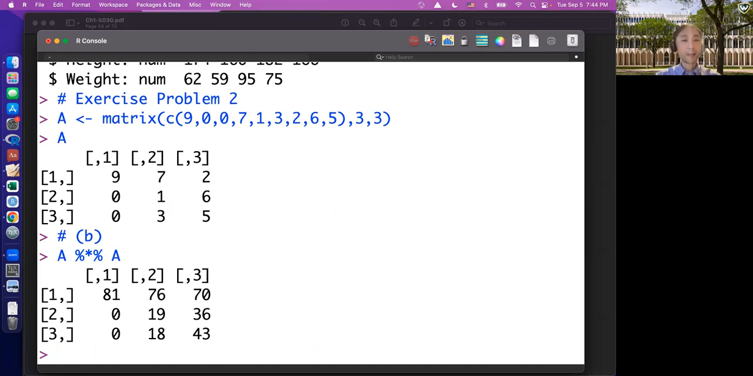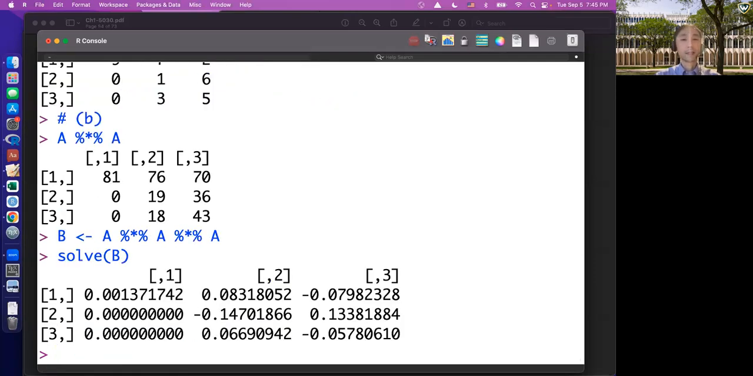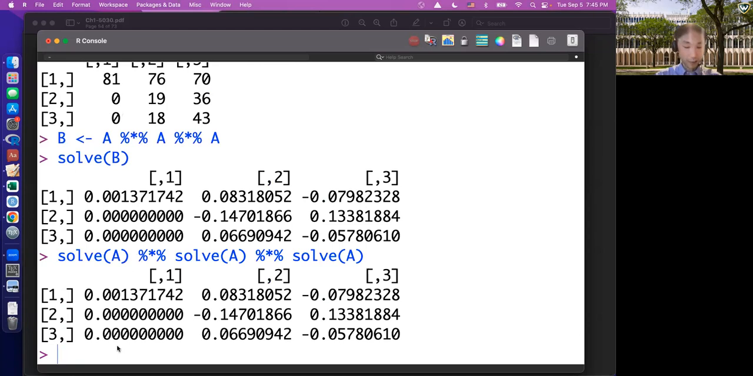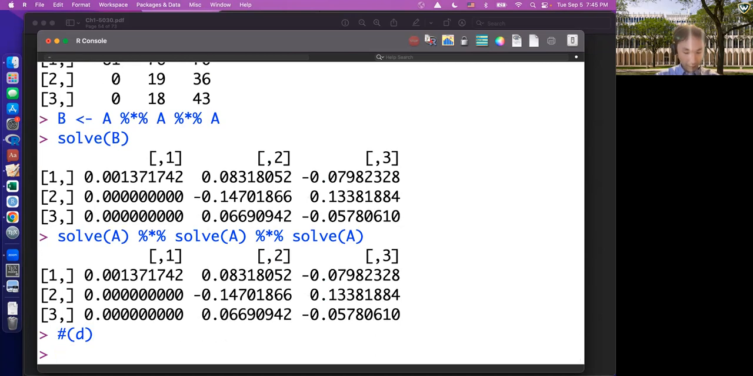We have several ways. For example, we calculate the third power first, call this B, and solve B. So B is this. So the final answer should be this. But maybe you can also do solve A. This is another way, because A to the negative third power is A inverse times A inverse times A inverse. Anyway, the result is the same. So this is C. So D, the eigenvectors. So basically it asks for eigenvectors. So we can use eigen of A.